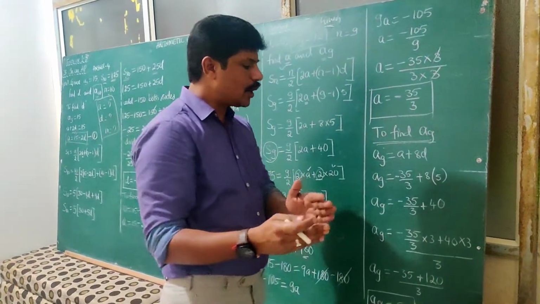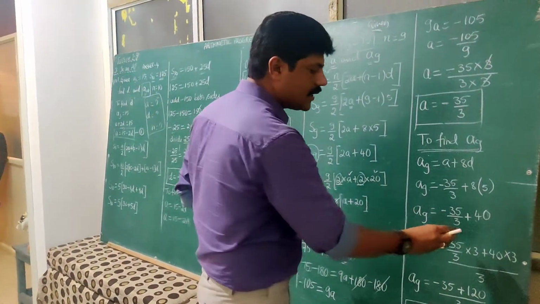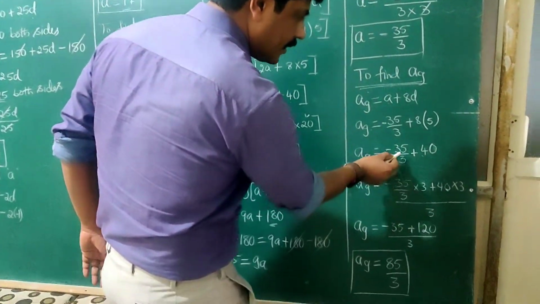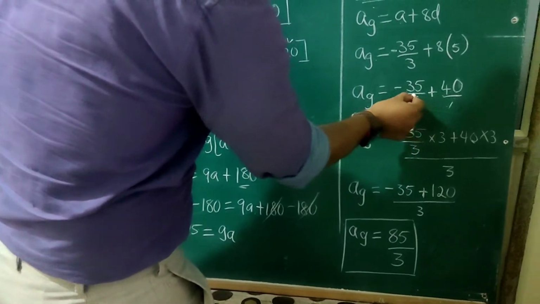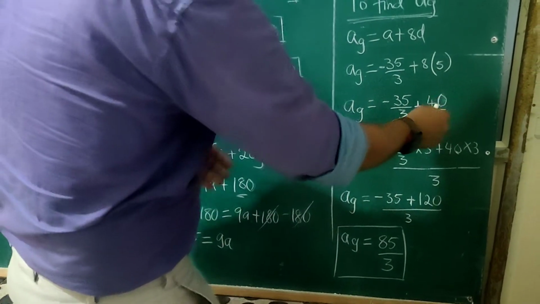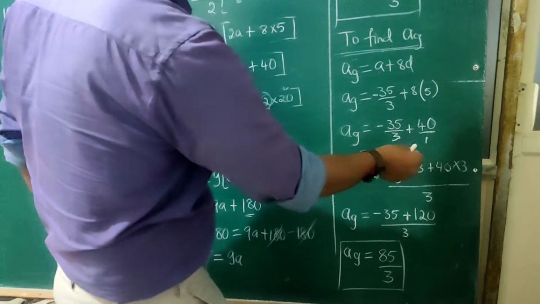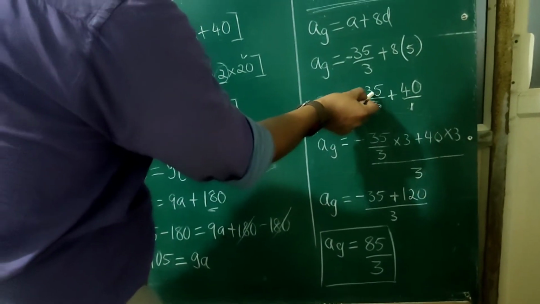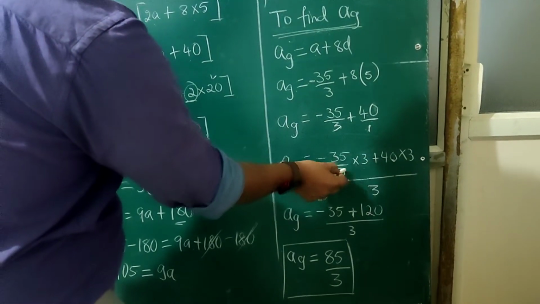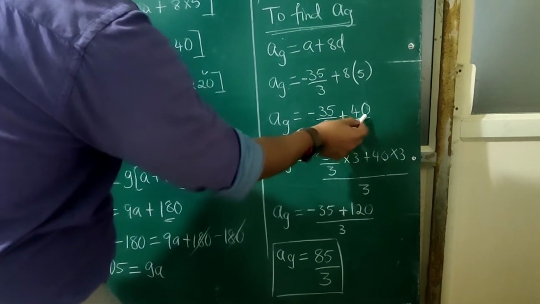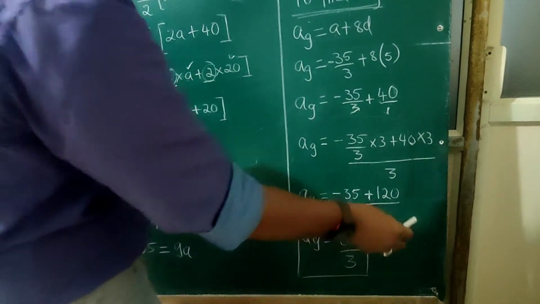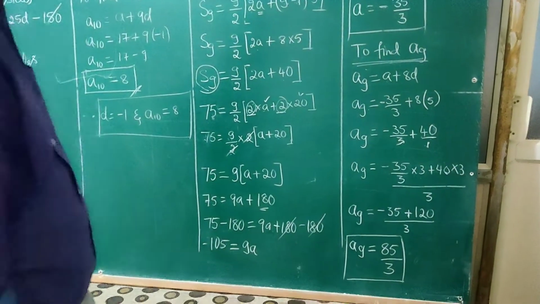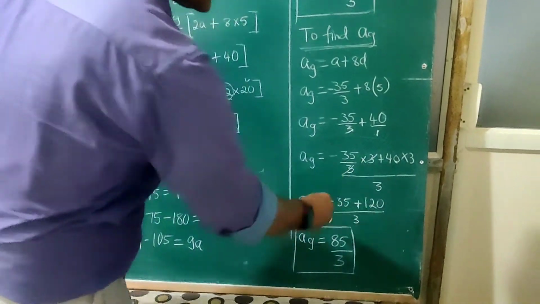Once we take the LCM, you have to multiply the individual terms by the LCM and the whole divided by the LCM. To add or subtract these two numbers, we should know the LCM. LCM is 3. With this LCM, we are multiplying the term minus 35 by 3 into 3, plus 40 by 1, we are not considering, 40 into 3, whole divided by LCM. Now see that 3 and 3 get cancelled.